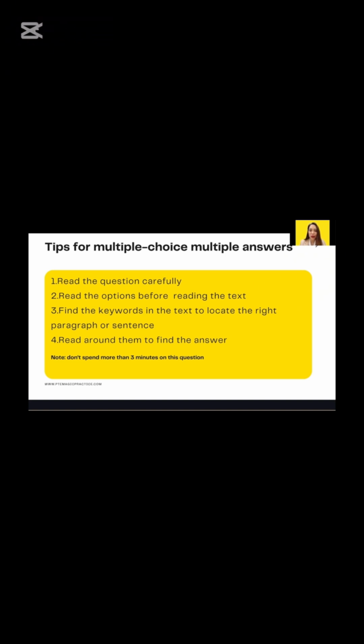Find the most important keywords in the option, then go back to the text, locate the right paragraph or the right area where the answer might be. You read around them to find the answers and only choose what you are confident with. So don't choose something just for the sake of getting extra answer. So if you're only sure about one answer, then just choose one. It's fine. If you're only sure about 2, then just choose 2 answers. Okay. And if you're not sure about any of the answers, then just choose randomly 3 answers.